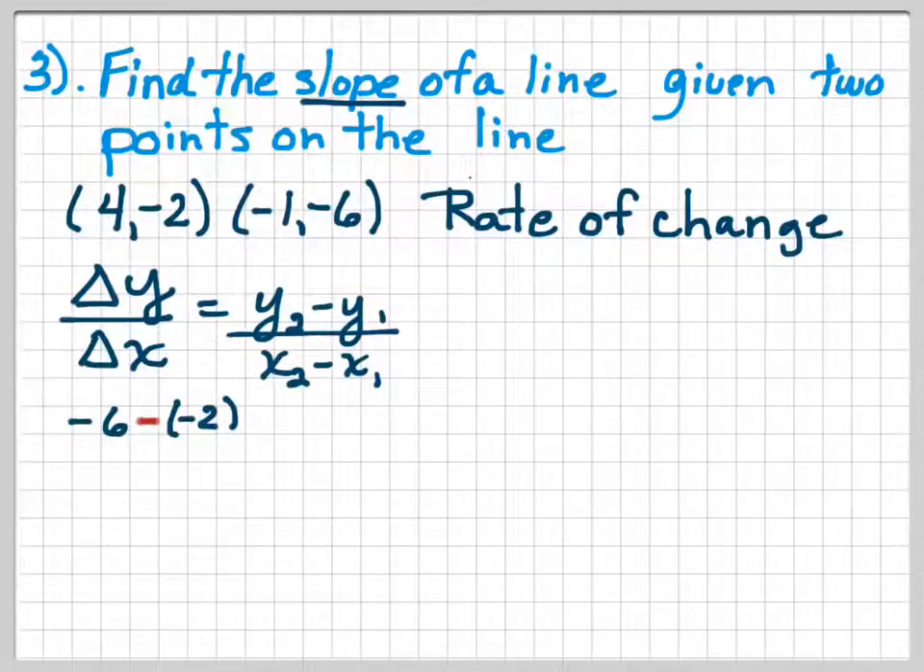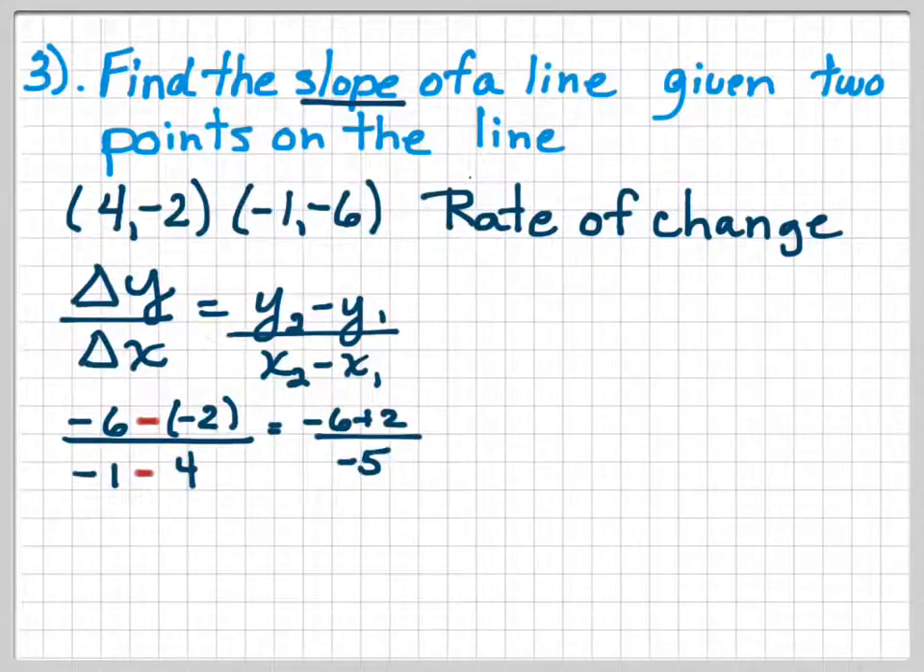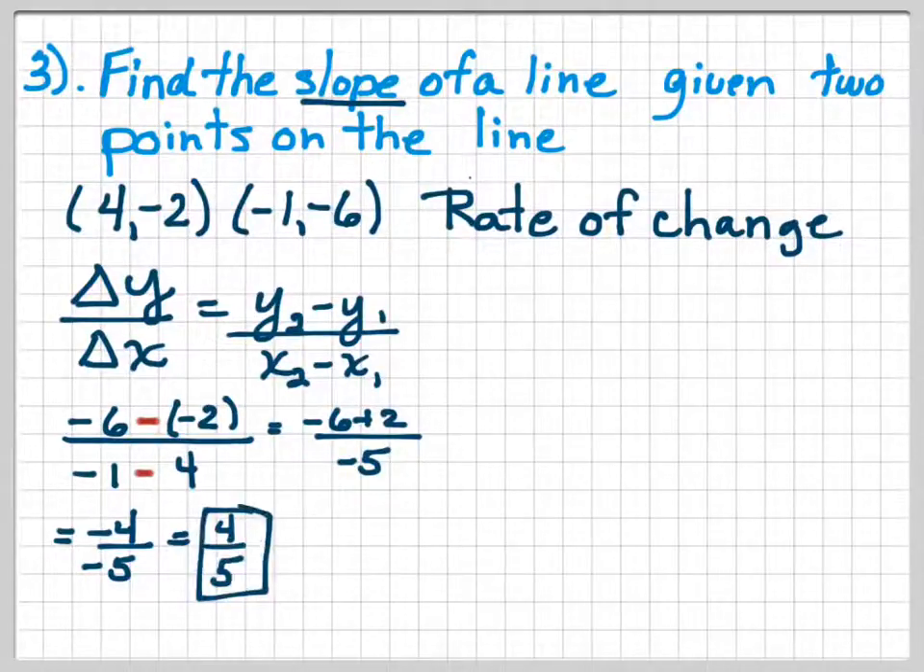So that's why we have to subtract. And so we'll have -6 minus -2 over -1 minus 4, which is -6 plus 2 over -5, or -4 over -5, and a negative divided by a negative is a positive. Now I know I'm going through this very quickly. You can always pause the video. I just expect that you know how to add and subtract. If you don't, then slow it down so that you can catch up.